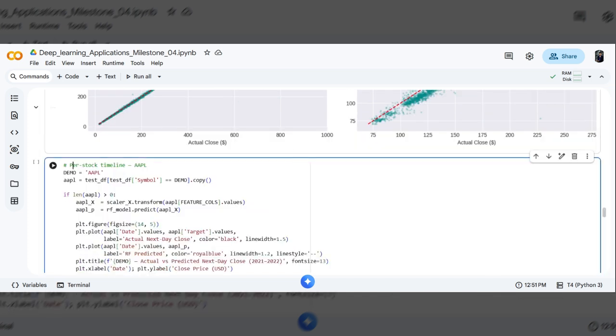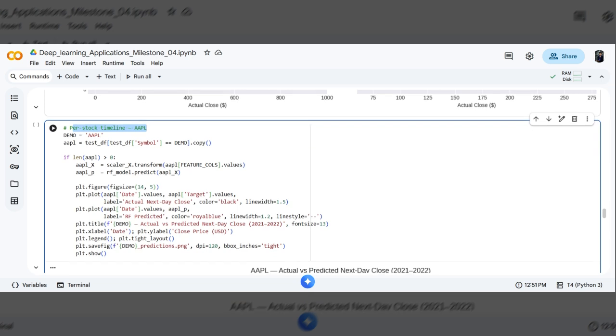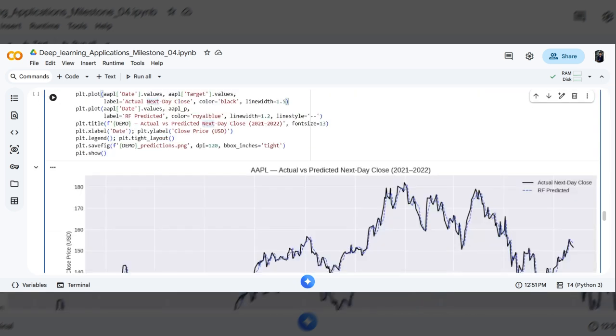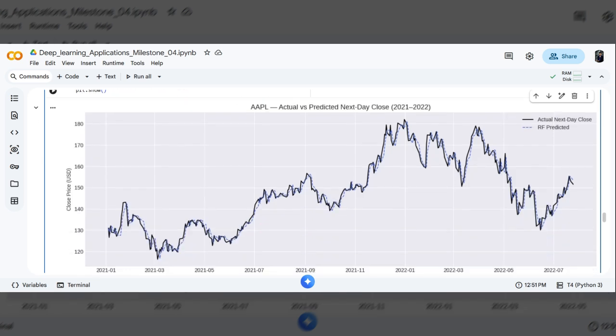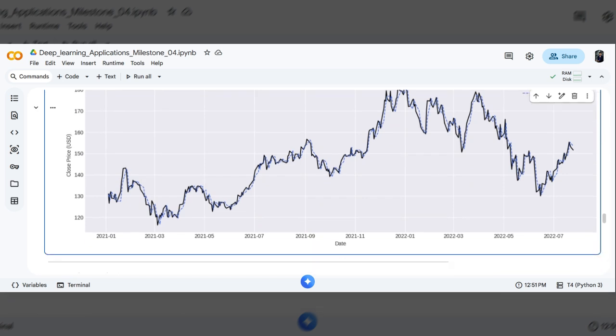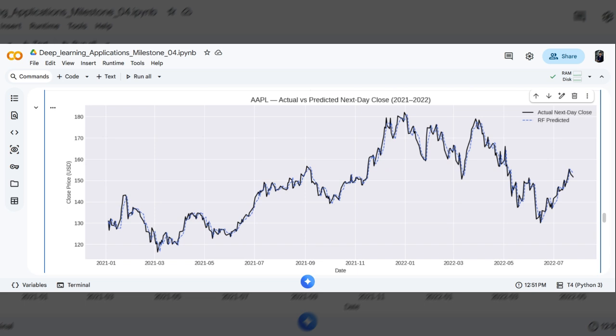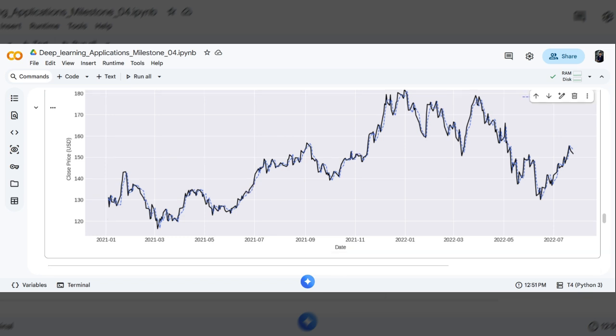And the next is the predicted stock timeline for Apple. I plotted a timeline for a specific stock, which is Apple. In this graph, the x-axis represents time and the y-axis represents stock price. I plotted both the actual price and the predicted price. This helps to visually compare how well the model follows real market trends over time. If the prediction line closely follows the actual line, it means the model is capturing the trends. This type of analysis is very useful for real-world financial applications. And it shows the graph plot.